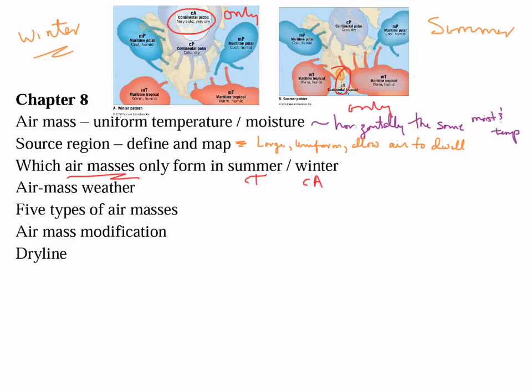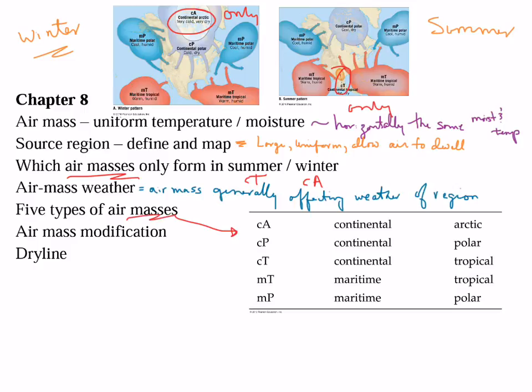And then if somebody says we are under the influence of an air mass, our weather is just air mass weather, it just means you've got a big old air mass hovering over you, and that's the weather. So if it's continental polar, we'd have dry, cold weather. If it was maritime tropical, we'd have warm, moist weather. And then the next one, the 5 types of air masses I listed there. Kind of get a handle on those.